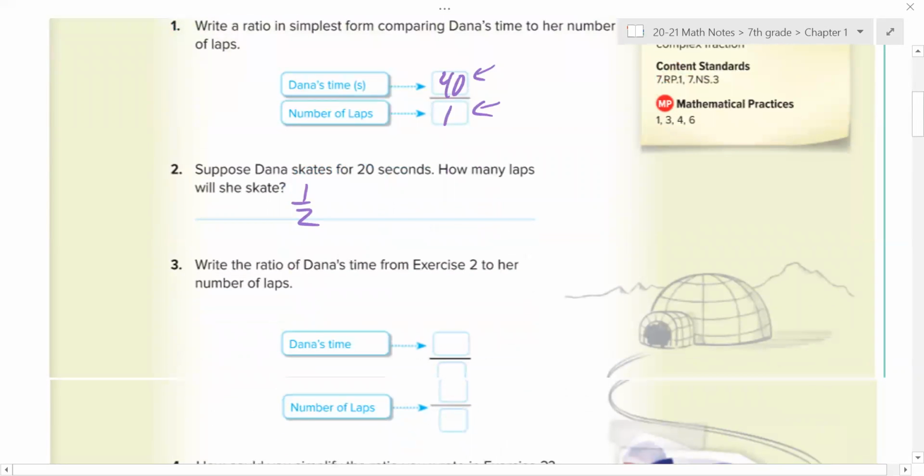So write the ratio of Dana's time from exercise 2 for her number of laps. Dana's time for that would be 20 seconds, and that's how long it took her to do 1/2 lap. Now, I have the layout kind of funky on this one, but this is how it would look if I didn't have a huge line going through there. 20 divided by 1/2. Or you could also write it like this, 20 divided by 1/2.